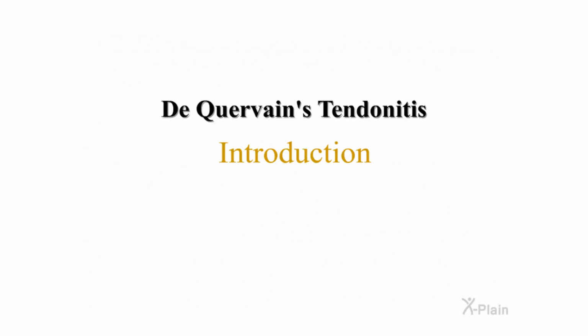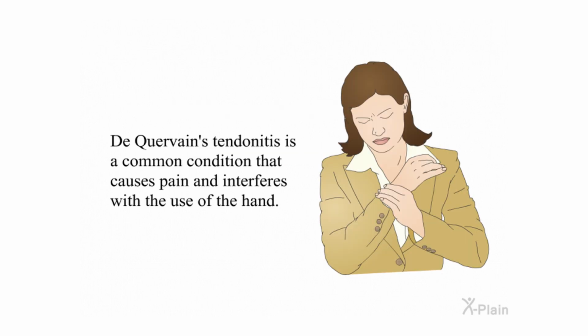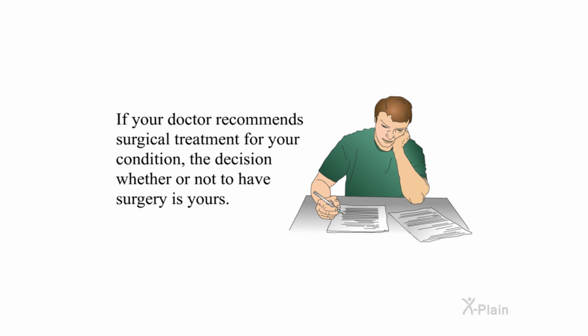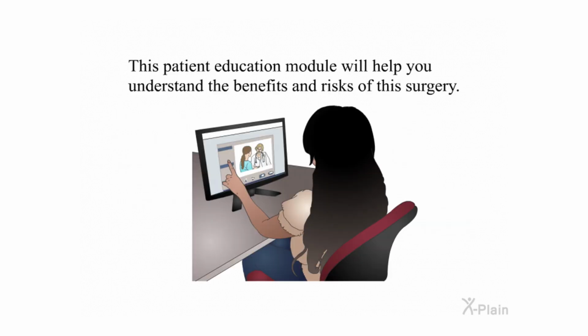De Quervain's tenosynovitis. Introduction. De Quervain's tenosynovitis is a common condition that causes pain and interferes with the use of the hand. Doctors may recommend surgery for people suffering from it. If your doctor recommends surgical treatment for your condition, the decision whether or not to have surgery is yours. This patient education module will help you understand the benefits and risks of this surgery.